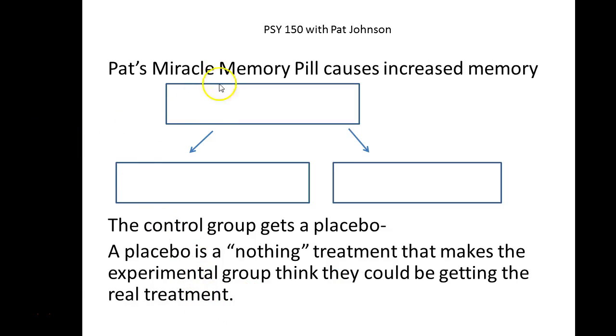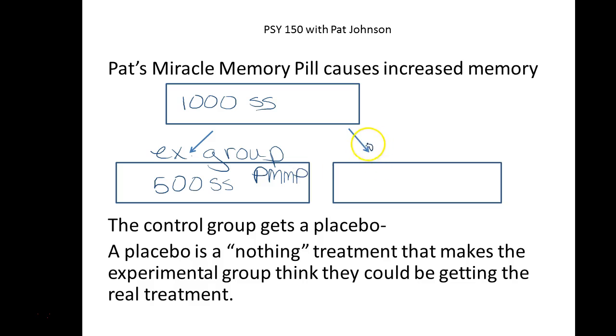So let's go through our little research here. We're talking about Pat's Miracle Memory Pill, our PMMP, and we'll have 1,000 subjects. The experimental group, there's going to be 500 here, is going to get the actual drug. And then we're going to have the control group. These people have been put into the two groups by random assignment. And these 500 are going to get the placebo.